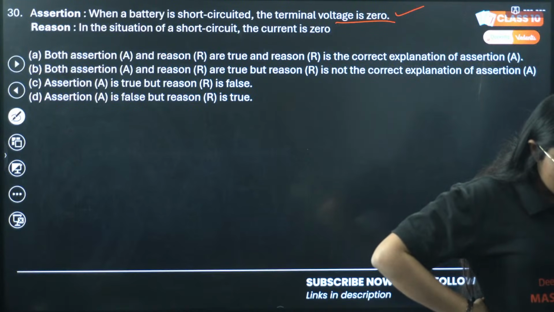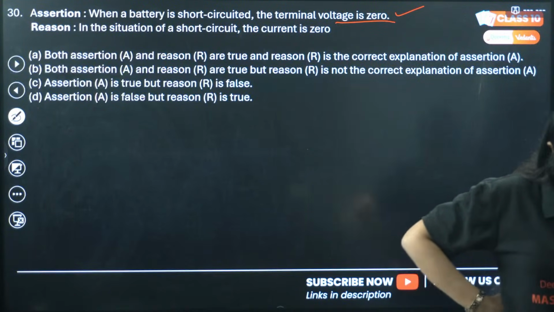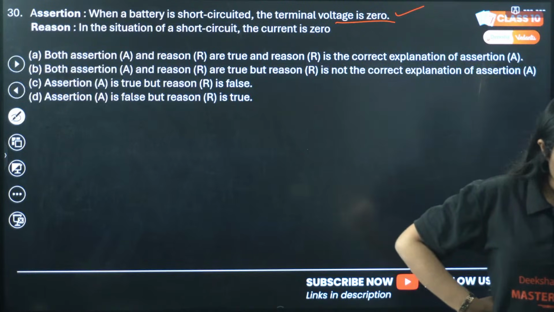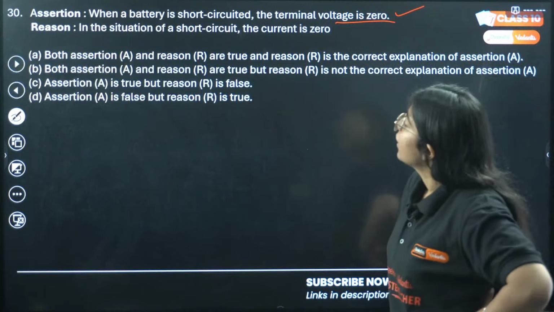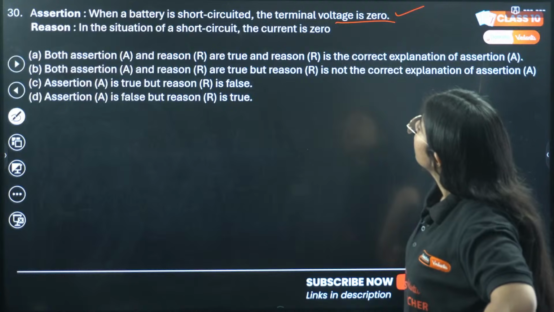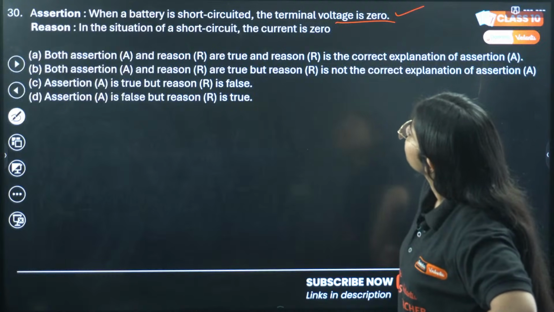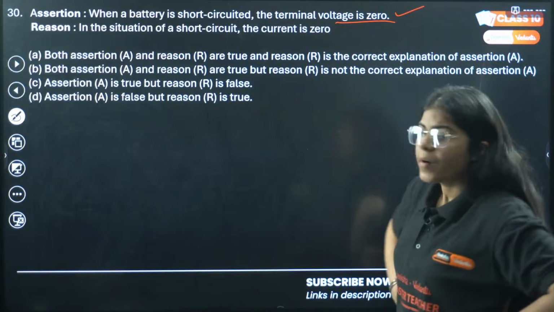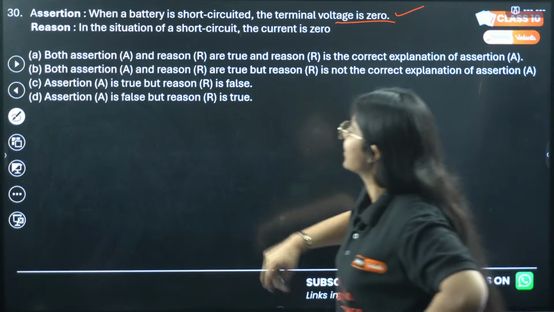Radha Rani is saying C. Ascent is saying C also. Shivanshu is also saying C. Okay. You guys are correct. Let's see.